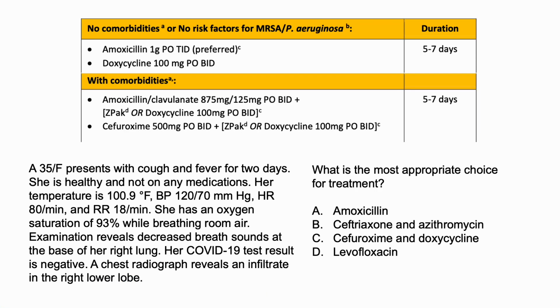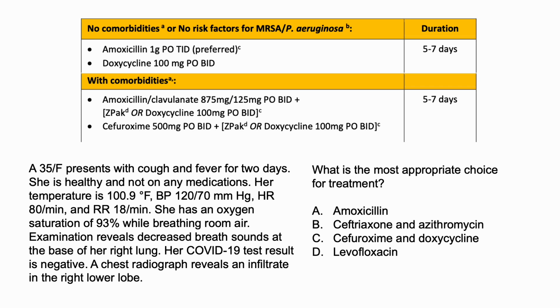A 35-year-old female presents with cough and fever for 2 days. She is healthy and not on any medications. Her temperature is 100.9 Fahrenheit, blood pressure 120 over 70, heart rate 80, respiratory rate 18. She has an oxygen saturation of 93% while breathing room air. Examination reveals decreased breath sounds at the base of her right lung. Her COVID-19 test result is negative. A chest radiograph reveals an infiltrate in the right lower lobe.